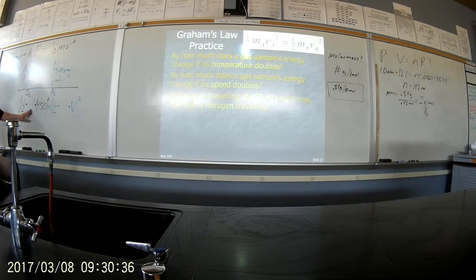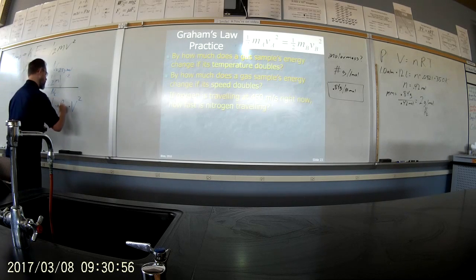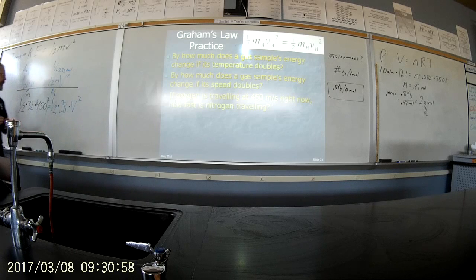How can I fill in the molar mass for oxygen? Where would I get this number? The periodic table. And what is oxygen's molar mass? 32. 16 times 2. 32 grams per mole. And nitrogen's, what's nitrogen's molar mass? 28. 14 times 2. Okay. All right. So there you go. So now what you need to do is solve for the speed of nitrogen.